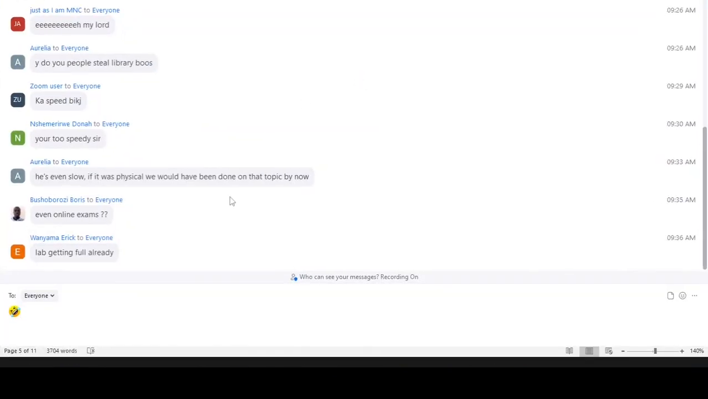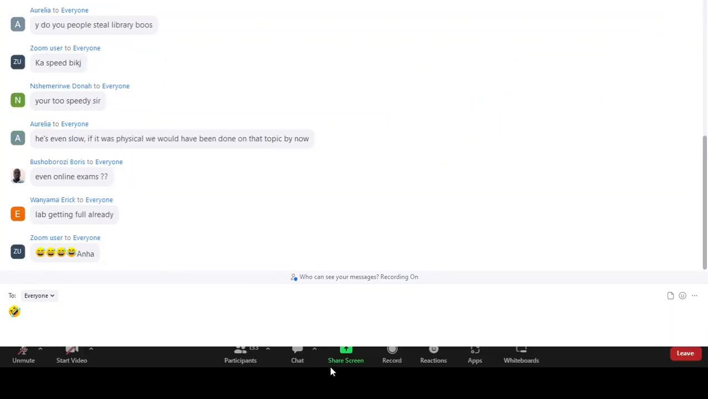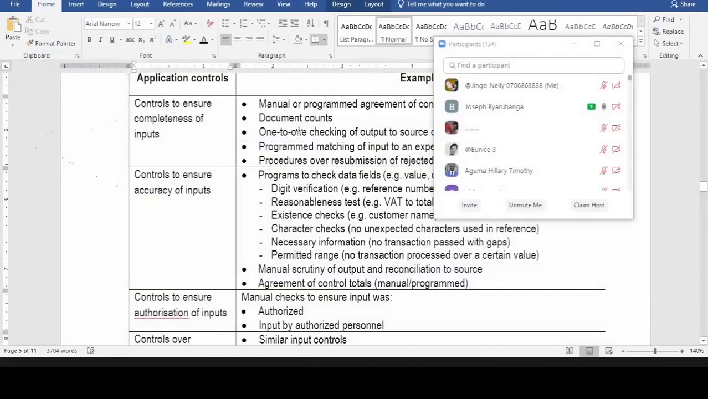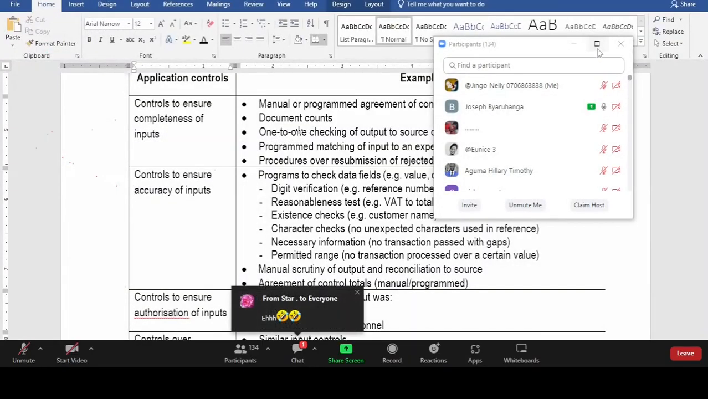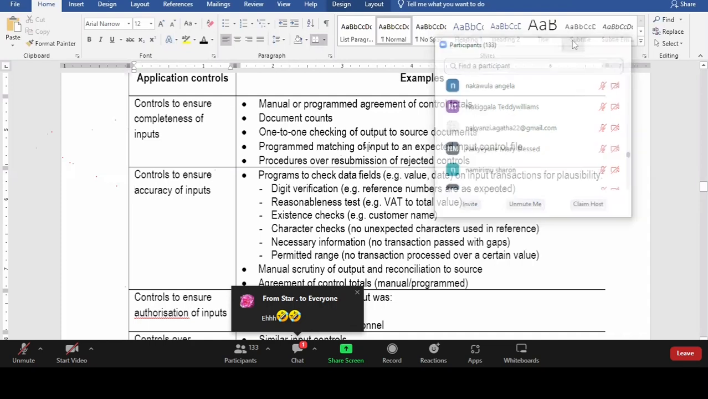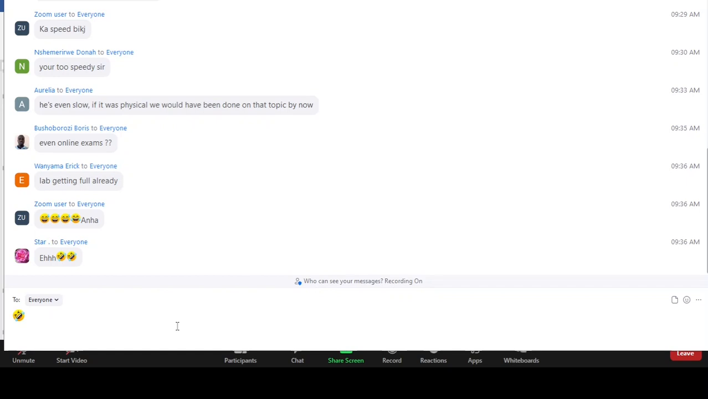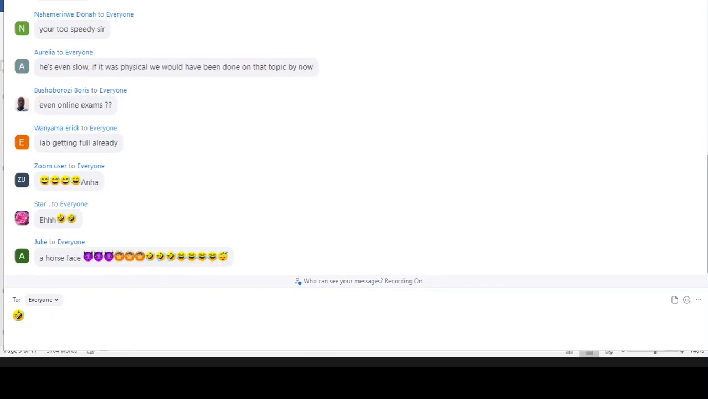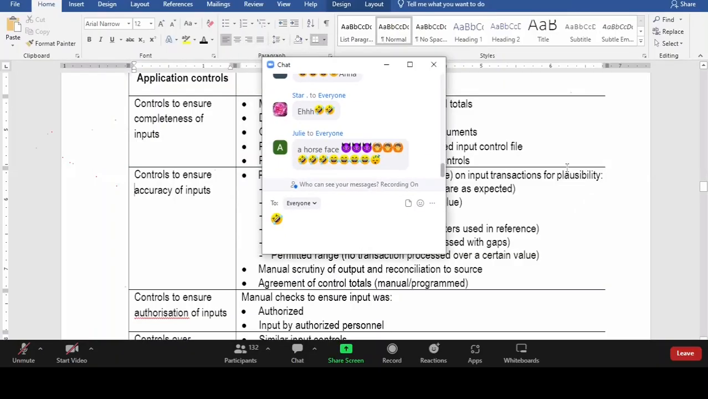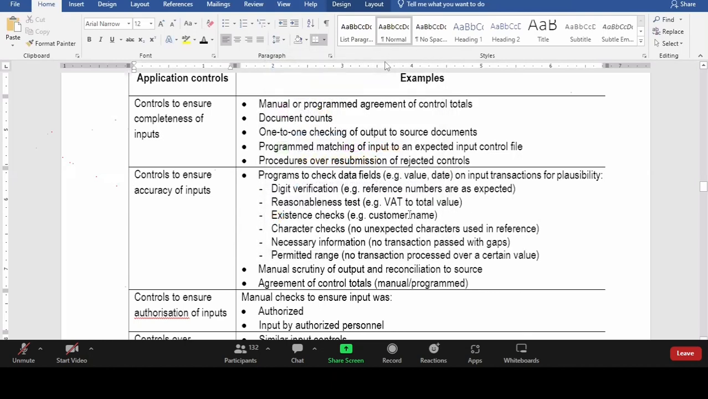Now, a one-to-one check is where the program checks two sets of documents like delivery notes and invoices, so that for every delivery note there is an invoice. So it checks completeness of invoicing. Programmed matching of input to expected input control file. Procedures over resubmission of rejected controls. And I'm not going to explain each and every item.